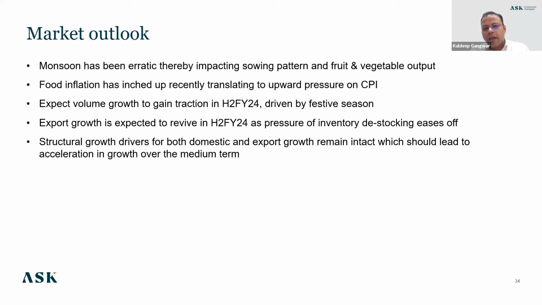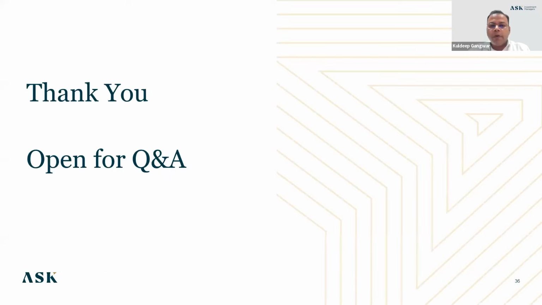So net, we are positive on the second half of FY24. Export growth should also revive from the second half of FY24, because pressure due to inventory destocking is now easing off. We believe the domestic opportunity remains quite strong, and it should also get some support from manufacturing in India, where we might be working as a manufacturing base for the rest of the world as well. So I will stop over here and I am happy to take any questions you might have.